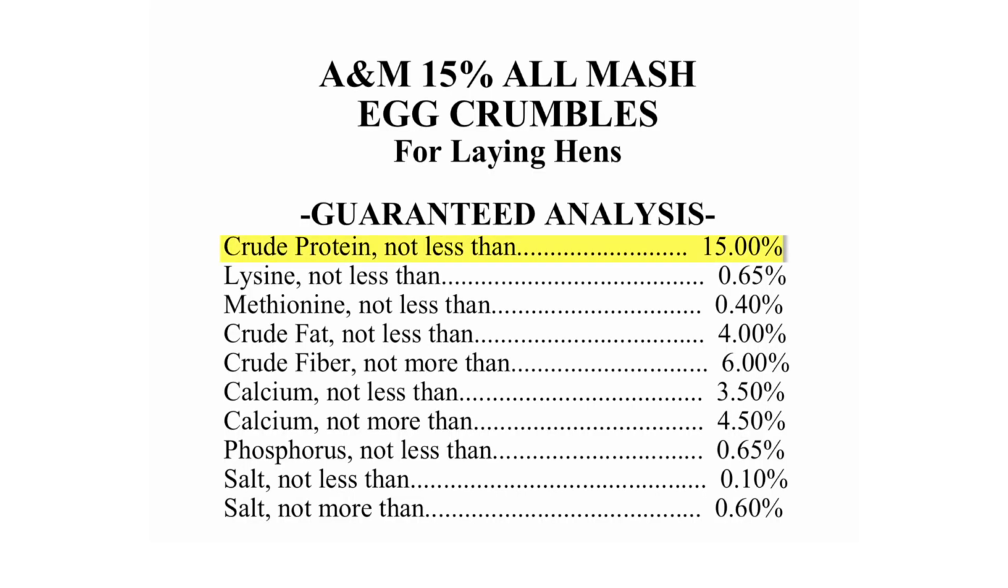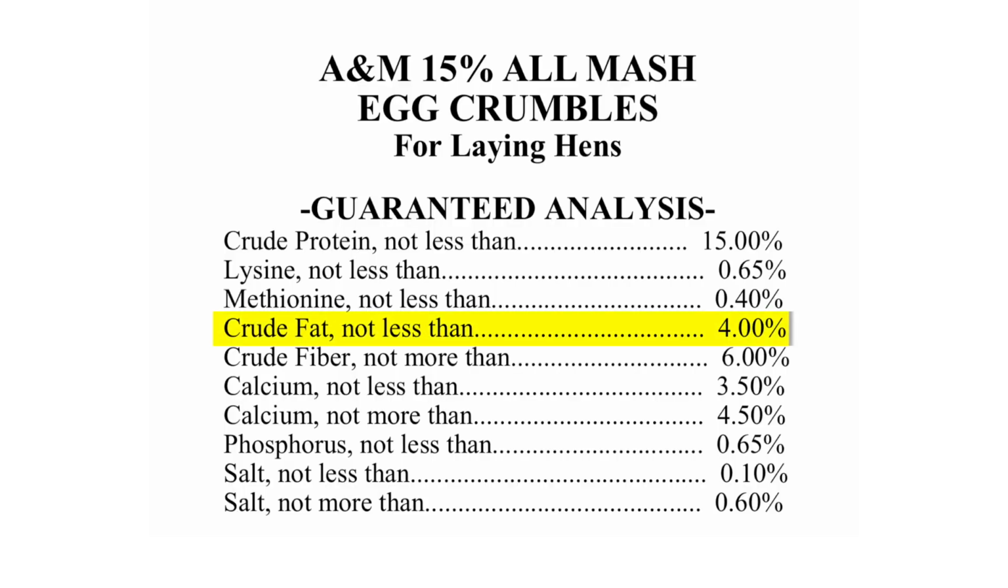Now, the guaranteed analysis is what you'll see on every feed tag. It lists the amount of protein within that ration. In this particular ration, crude protein is 15%, what we would see for a layer ration, followed by lysine and methionine. Crude protein is made up of amino acids. Lysine and methionine are the most limiting amino acids for poultry, and so we see those on the feed tag because they are what the ration is balanced from.